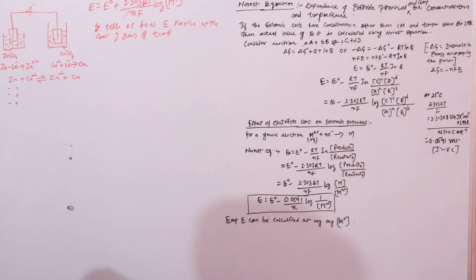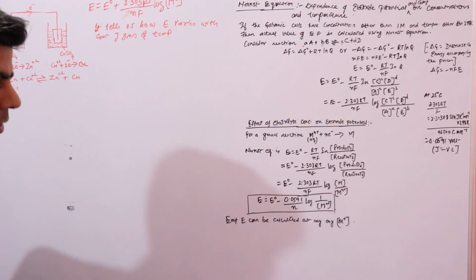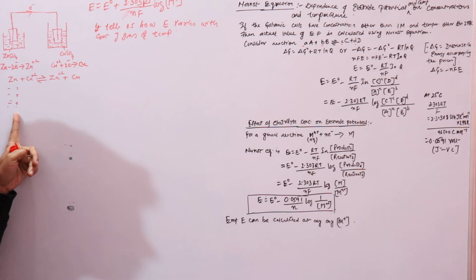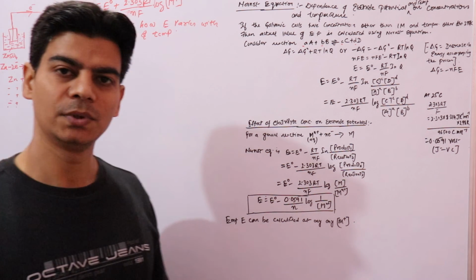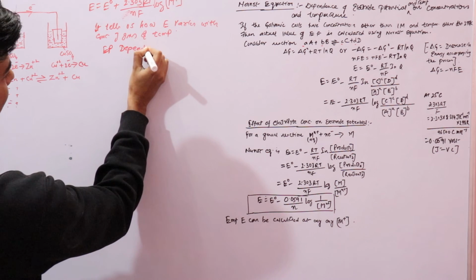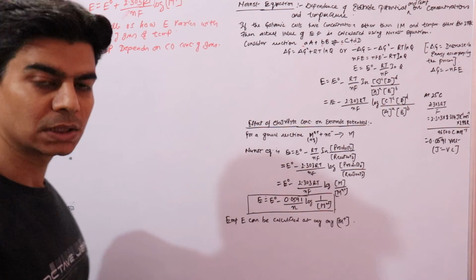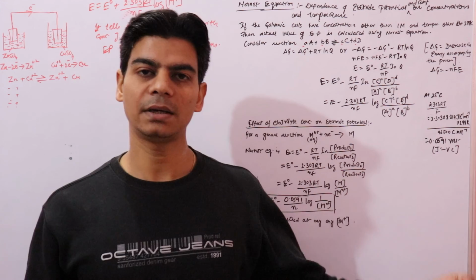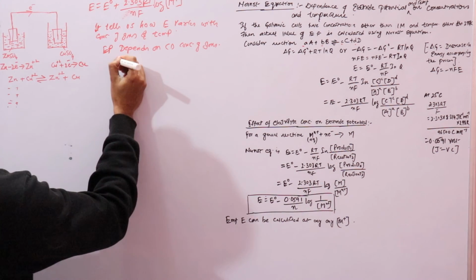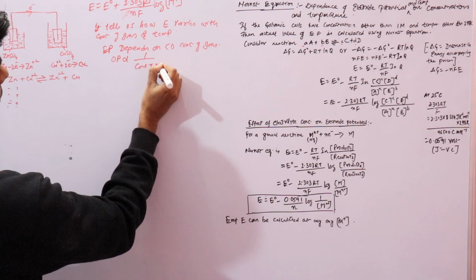The same happens in the reduction half cell. So electrode potential depends on two things. First is your concentration of ions, due to which this positive layer is created, and the second is your temperature. If you remember, we discussed that reduction potential is directly proportional to concentration of ions, and oxidation potential is inversely proportional to concentration of ions, right? So I'll just write it over here.